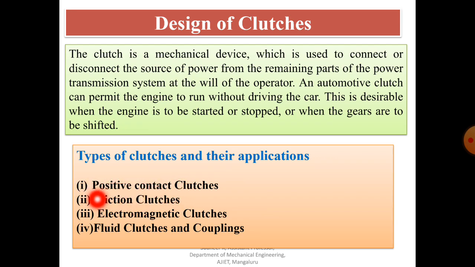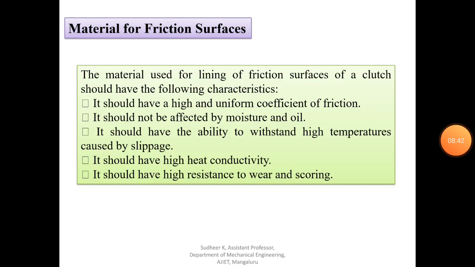So these are the four important clutches, and we need to study only one type of clutch, that is friction clutch. In that we need to study again two types of clutch: one is single plate clutch and multi plate clutch. Now coming to the friction clutch, these types of clutches work on the principle of friction between the contacting surfaces, or we call them friction surfaces.